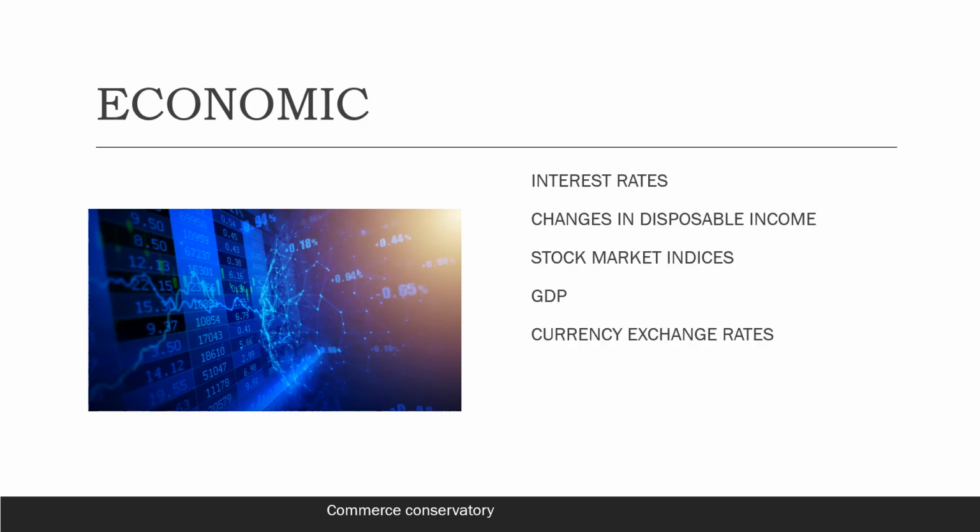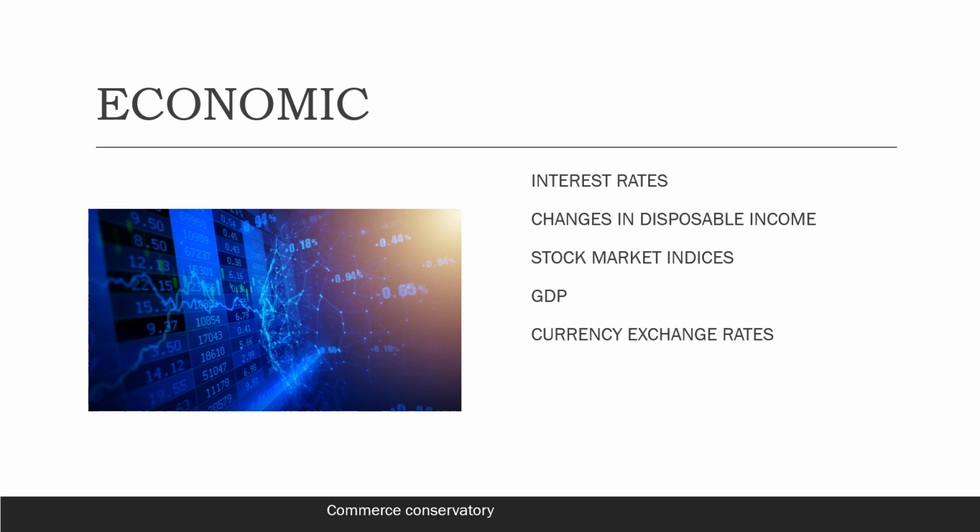First, we have the economic environment. So now let us understand what are the components of economic environment. They are interest rates, changes in disposable income, stock market indices, GDP, currency exchange rates, and so on. So how does it impact the business? To understand this, let us take one component as an example, say currency exchange rates.